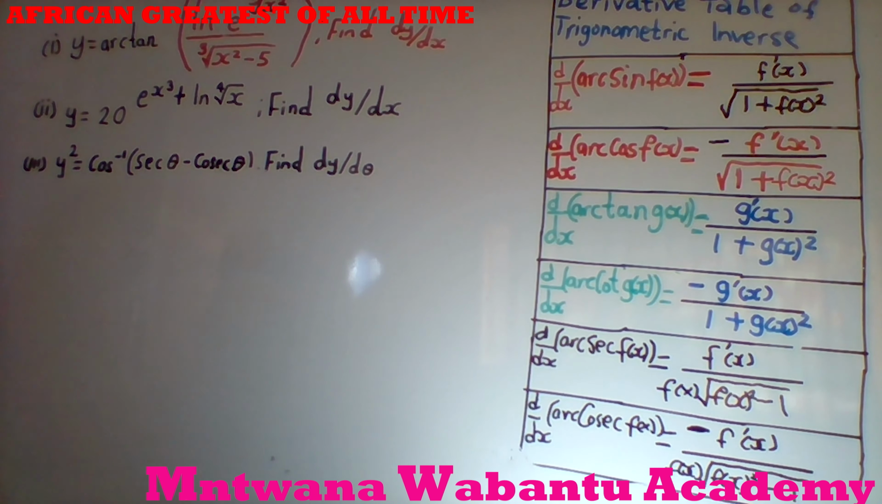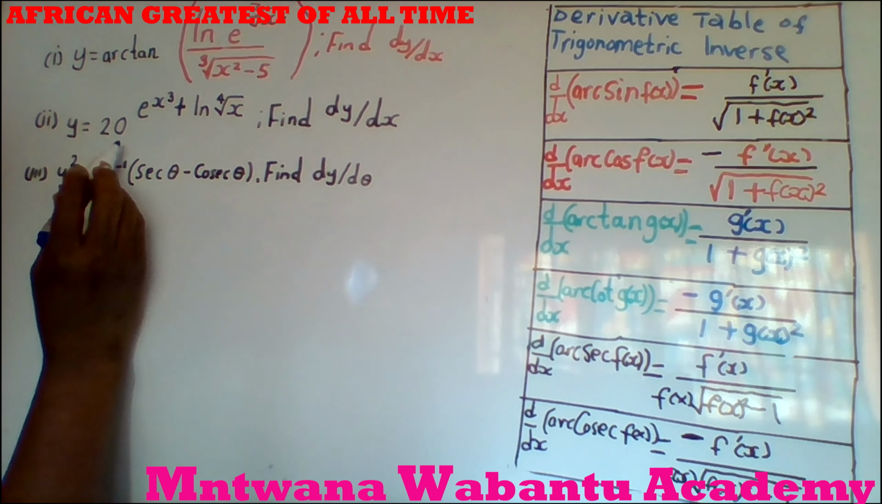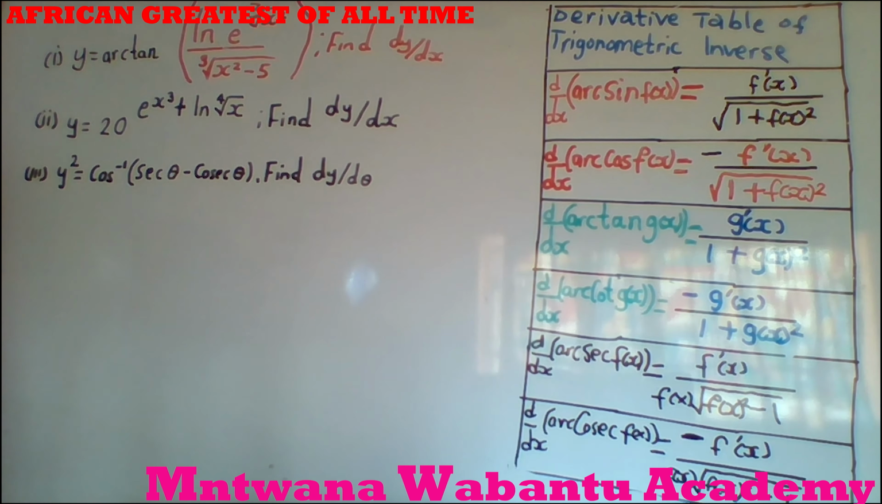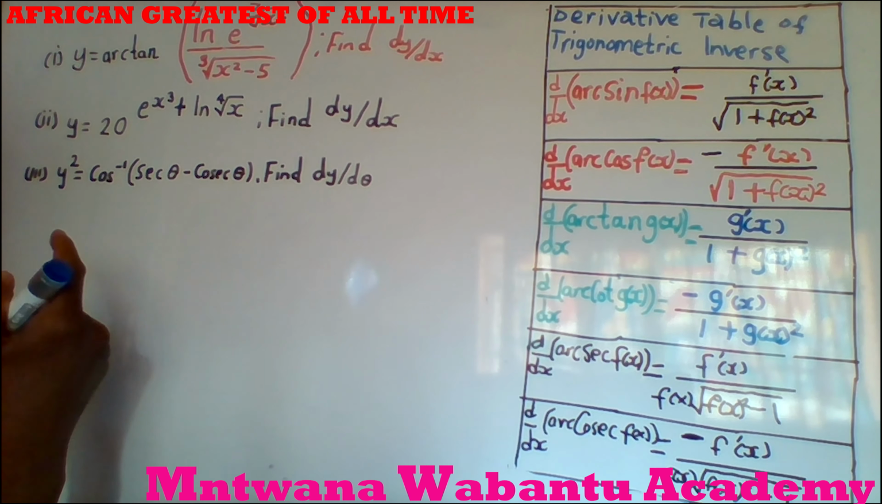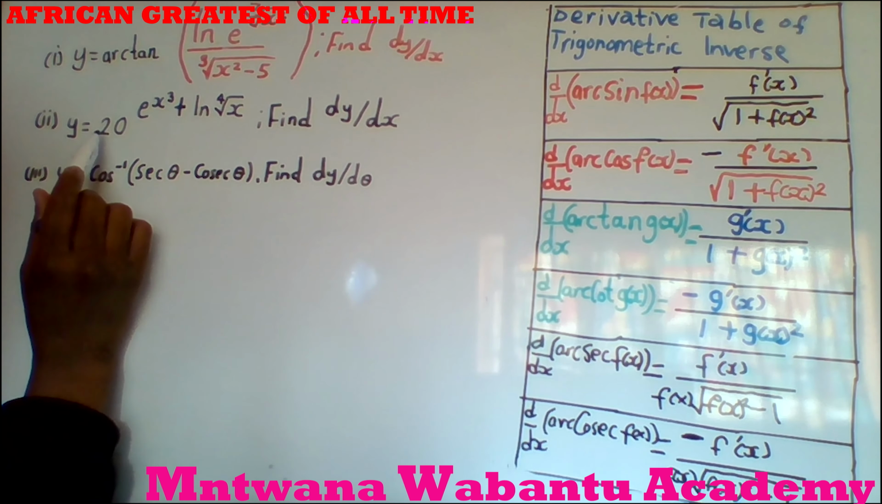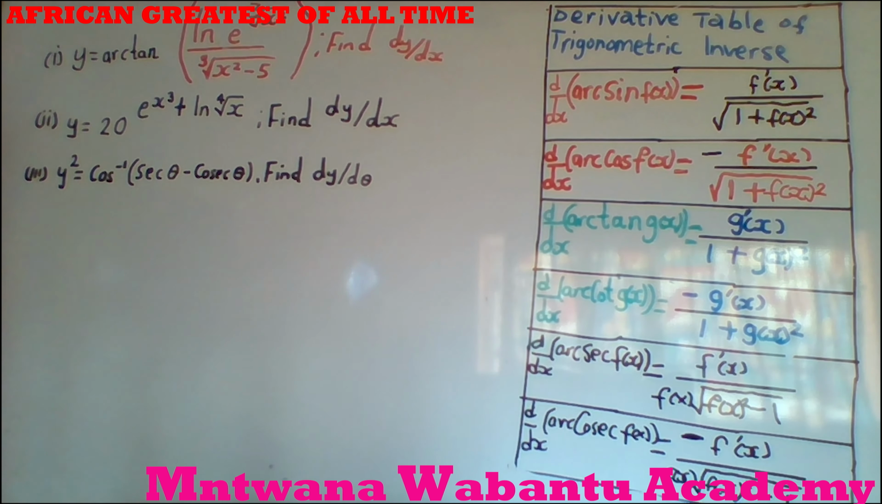So let's go, man. We have a question right here. The question says y equals 3 to the power of a function of x. First and foremost, I want to break this down for you. This is not trigonometric inverse. You can see there's no arcsine or arctan, none of this. So I'll take it back a little bit.